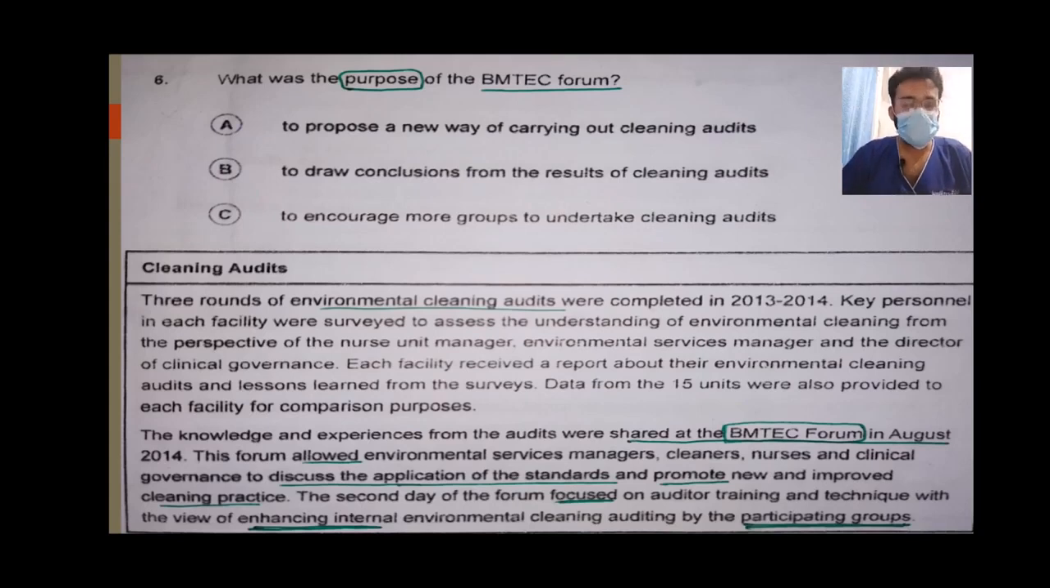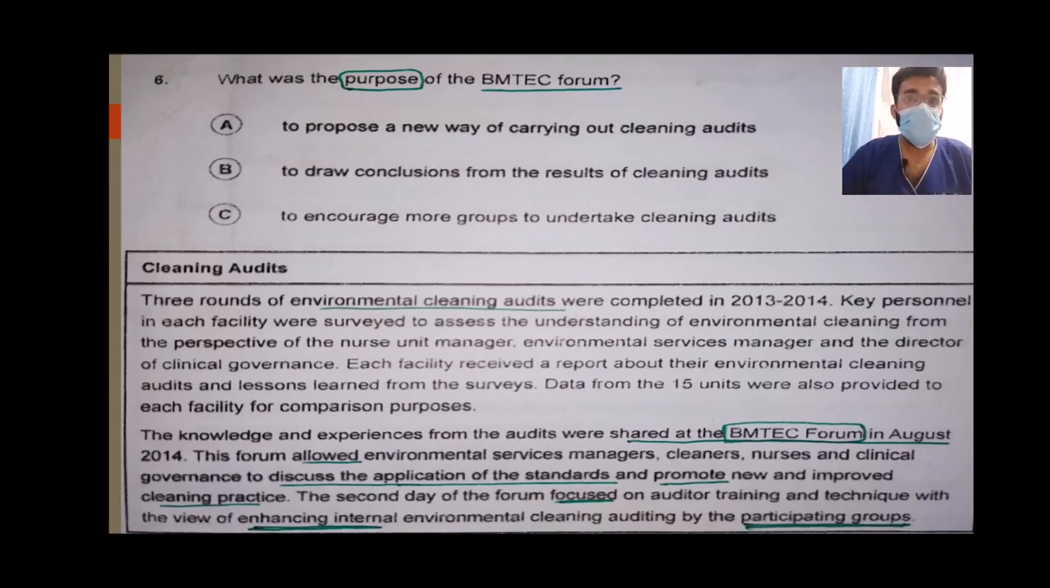So in this text what were the purposes? This forum allowed environmental services managers and governance everyone to discuss the application of standards, okay, and promote new and improved cleaning practices, okay. And third purpose was focus on auditor training and technique with the view of enhancing internal environmental cleaning auditing by the participating groups. Okay, let's move to the options now.